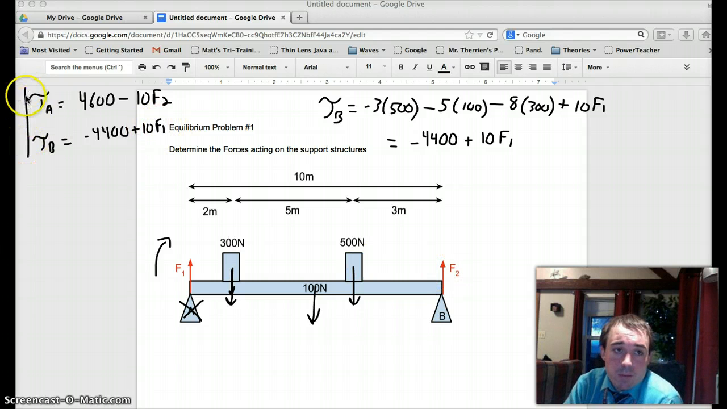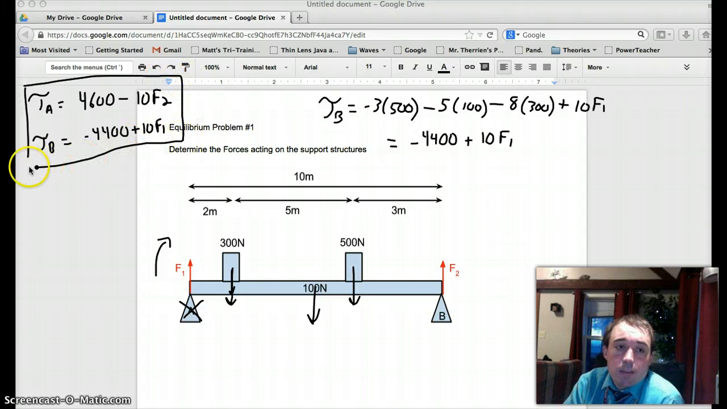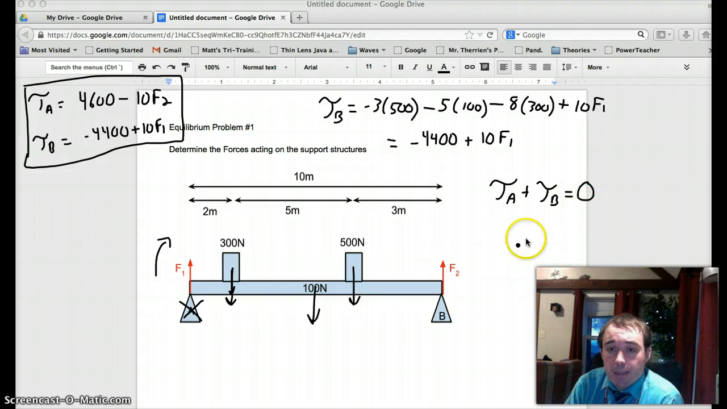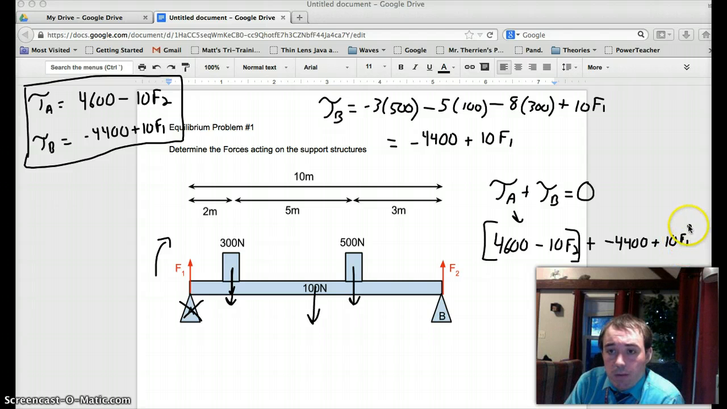And this is important. These two things right here look like a system of equations, but remember that for balance, all the torque around A and all the torque around B have to equal 0 when added together. So we're actually going to simplify that. So we get 4600 minus 10 F2. That's just torque around A, plus negative 4400 plus 10 F1. And that has to equal 0.